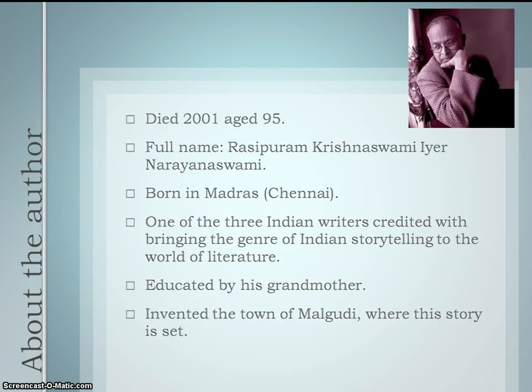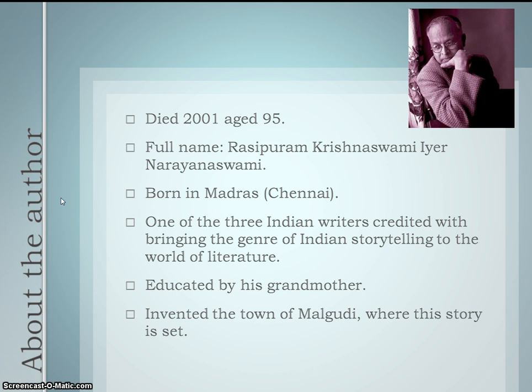So, a little bit about R.K. Narayan himself. He died in 2001 at the age of 95. You can see there I've included his full name, which I'm not even going to try and bend my mouth around, but you can see where the RK and his surname Narayan came from. He was born in Madras in India. It's now called Chennai, and he's one of the three Indian writers who are credited with bringing the idea of Indian storytelling to the world of literature.